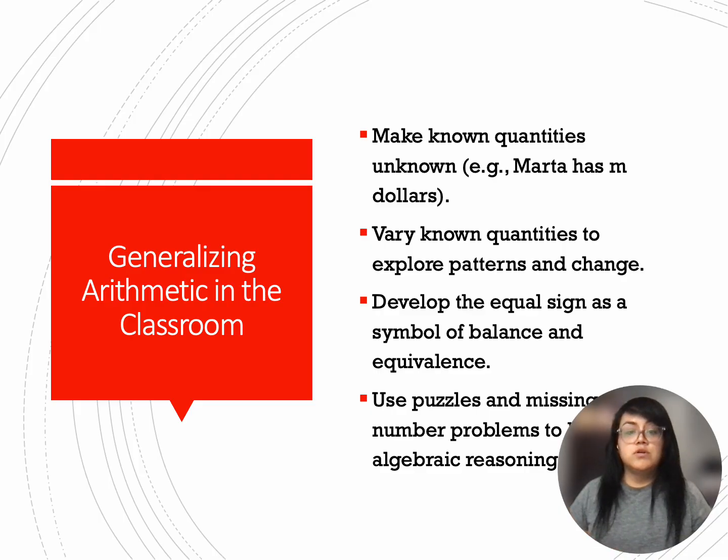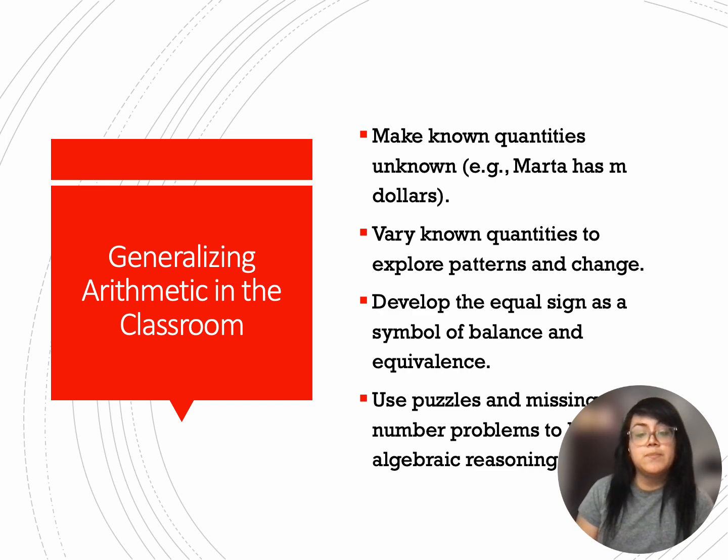The lesson also shows ways to generalize arithmetic by making known quantities unknown. For instance, changing Marta has $6 to Marta has M dollars encourages symbolic thinking. M plus 3 equals Nathan's money. Another strategy is varying a known quantity. For example, changing the price of a t-shirt and recording results to express a general rule like P minus 8. Both methods allow students to move naturally from numbers to variables. Activities that use balance scales or missing number puzzles help children understand the equal sign as balance rather than an operation sign.